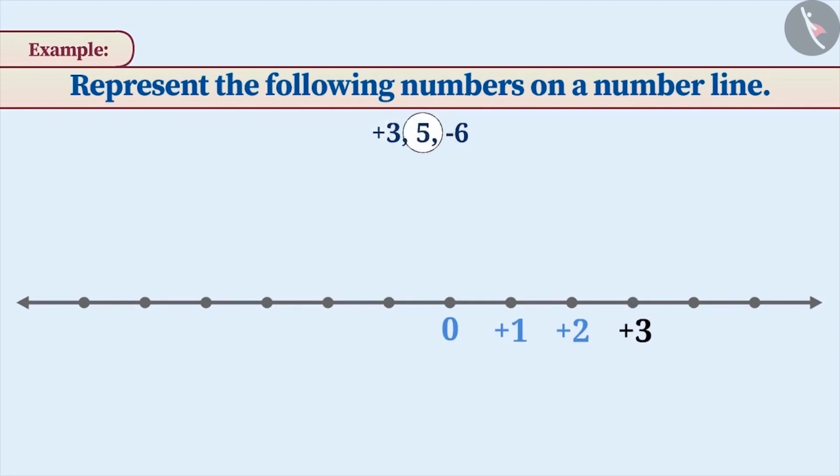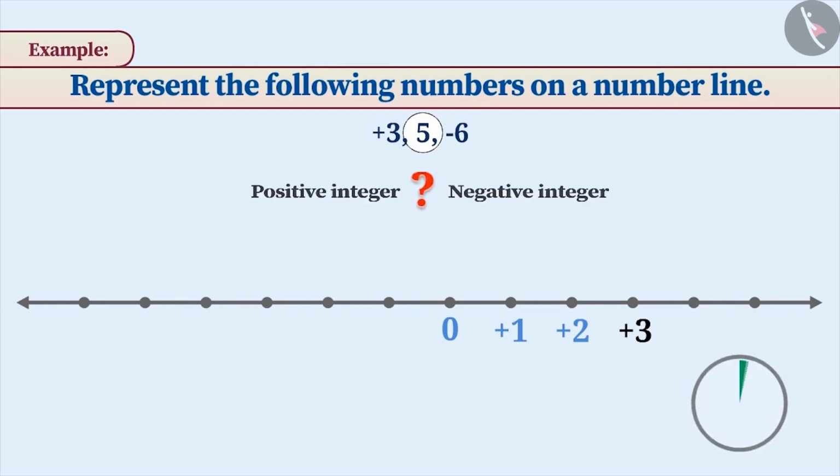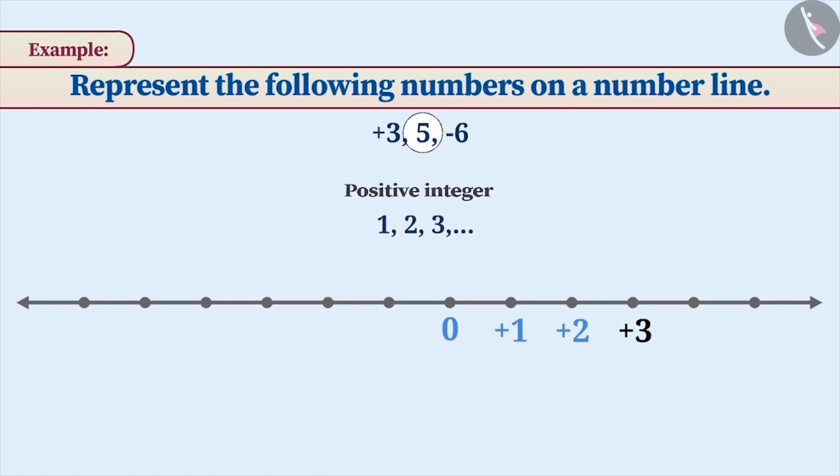The next number is 5. Can you tell whether this is a positive integer or a negative integer? Any guesses? Well, a number without a sign is always a positive number. Therefore, 5 is +5. Similar to +3, +5 is marked 5 points to the right of 0.